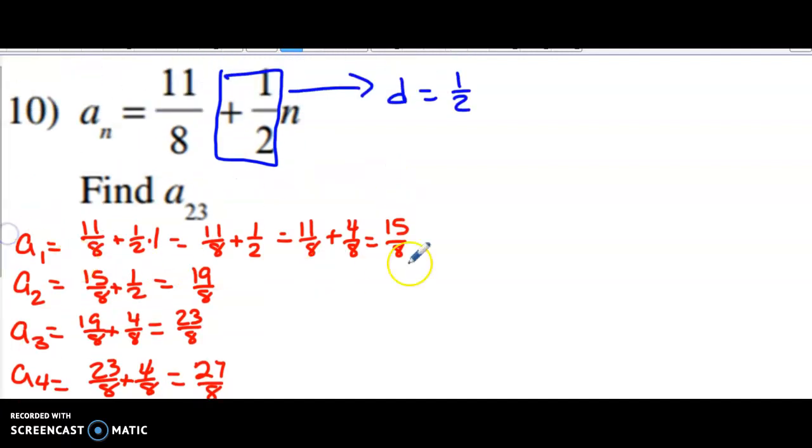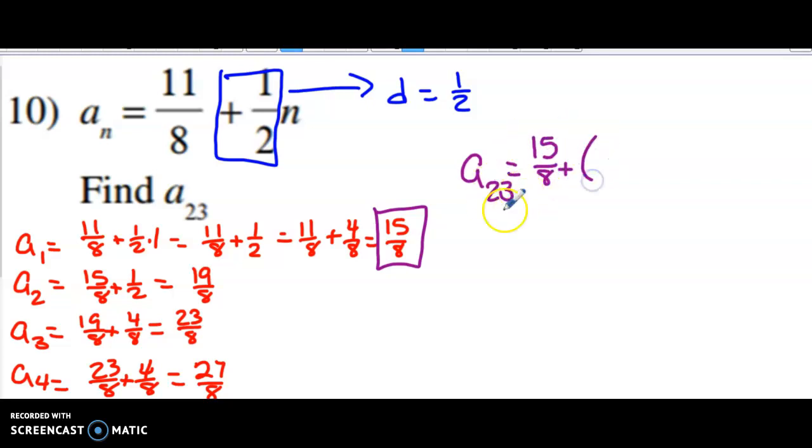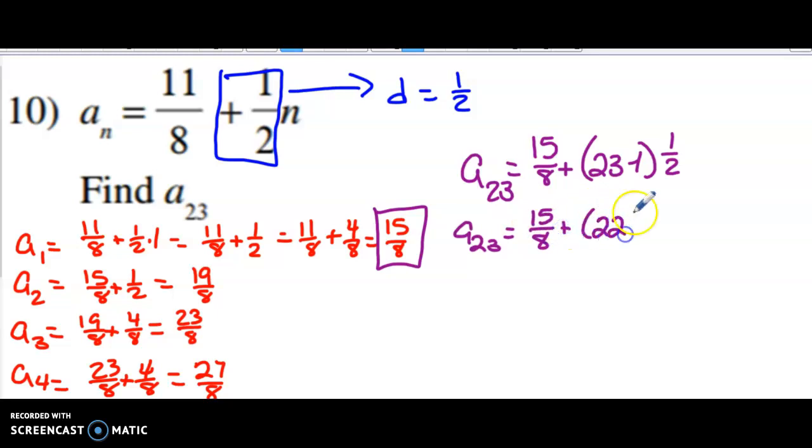Now I go back up, and this is my a sub 1 value. So I'll plug that into my formula. So a sub 23 is equal to my a sub 1, which is 15/8, plus my n value, 23 minus 1, times 1/2. So a sub 23 is equal to 15/8 plus 22 times 1/2. A sub 23 is equal to 15/8 plus 1/2 of 22 gives me 11.